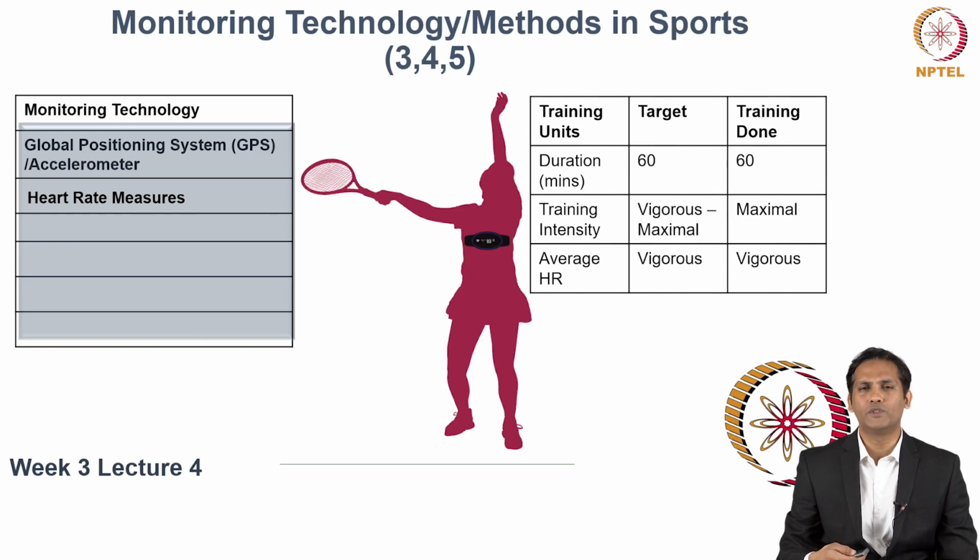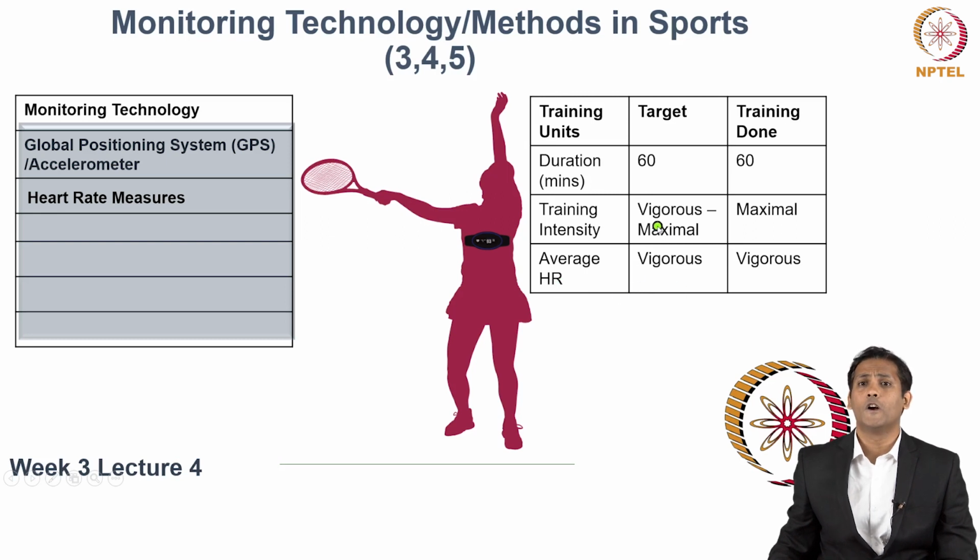Now how would you use it? You prescribe the intensity of cardio as vigorous to maximal. You calculate the objective heartbeat using the Karvonen formula. Now using this technology, you can very objectively find whether the athlete has trained within the prescribed training zone. And you can also find the average heart rate of the training.